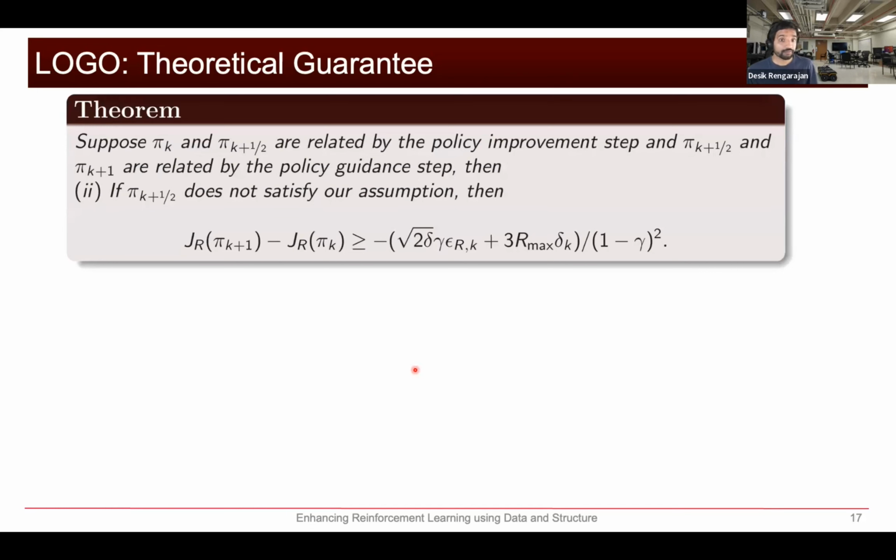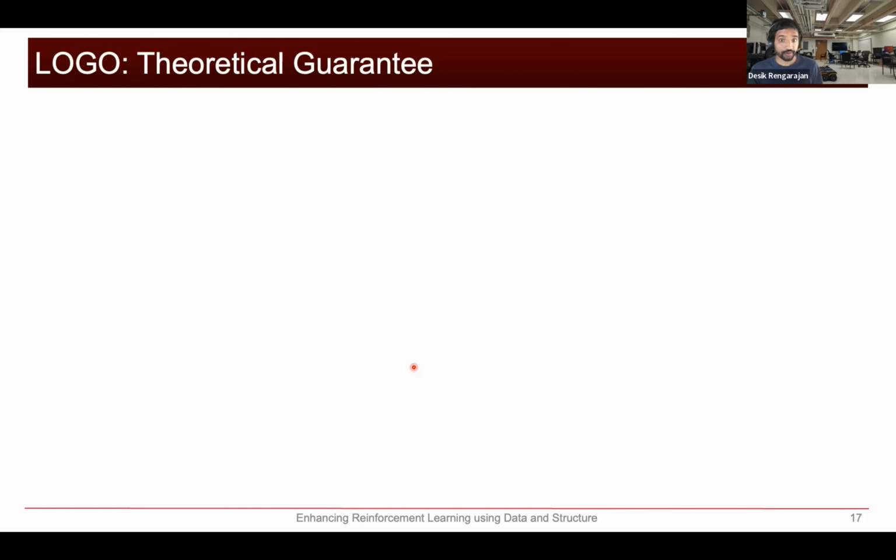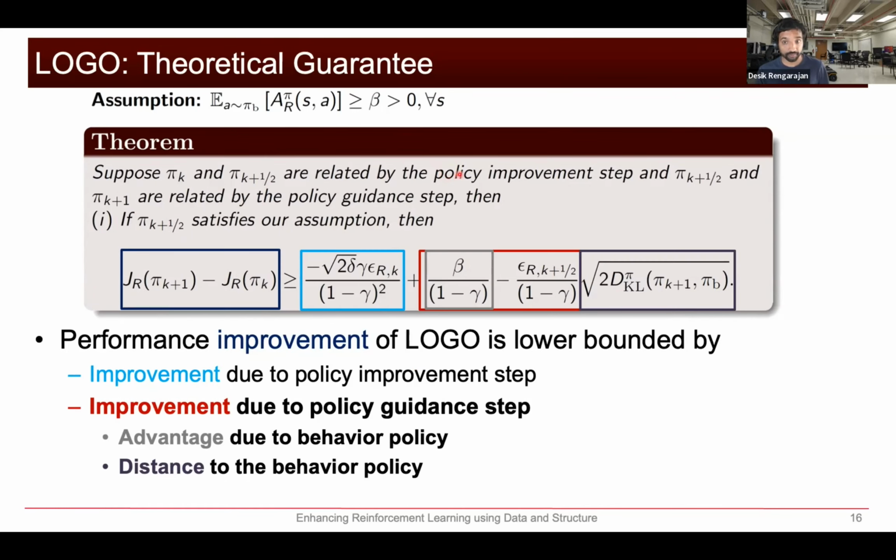So what happens if we do not satisfy the assumption? Suppose we do not satisfy the assumption that the behavior data is actually providing us any improvement. And this happens in our algorithm because at some point your behavior data might not give you any improvement over your policy, and you must use the rewards from the environment to learn better.